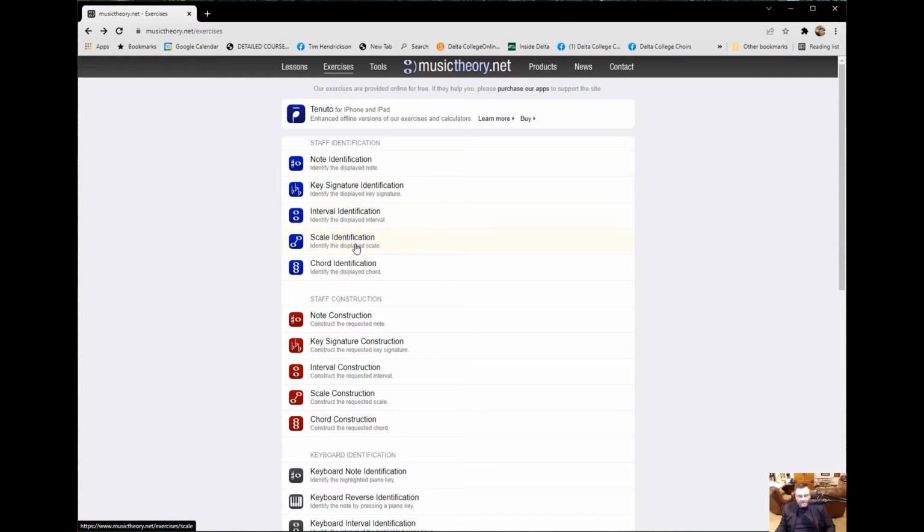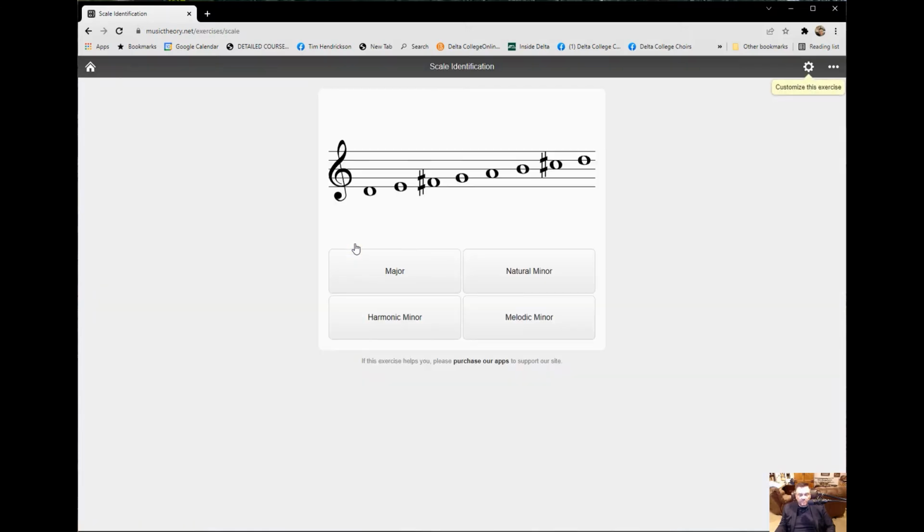Scale identification might be something that's a little tricky, but why not? Go ahead and give it a try. This is asking you if this is a major scale or a minor scale. We haven't covered minor yet, but I can tell you right now, if the third is raised, it is definitely a major scale. And it even plays it for you.